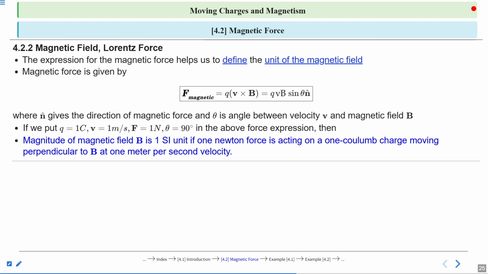All things we have put as unity. So q is equal to 1 coulomb, that is 1 coulomb charge, and velocity 1 meter per second. The force acting on the charged particle is 1 Newton, and this charge is moving perpendicular to B, that is theta 90 degree. This is the value of 1 SI unit of magnetic field.